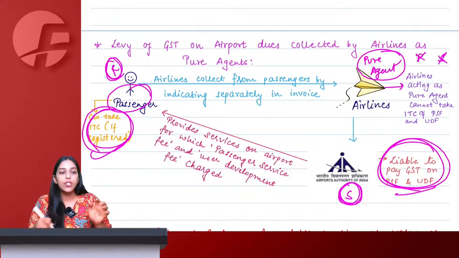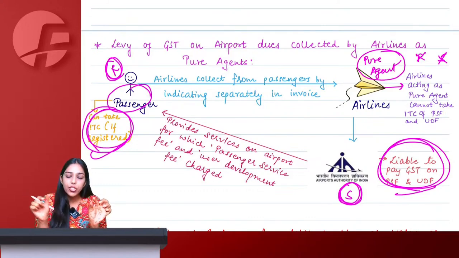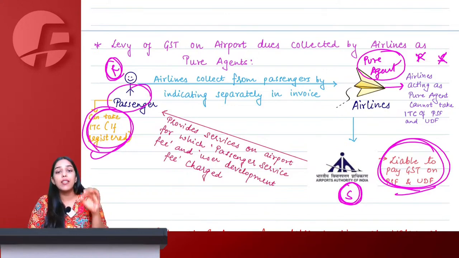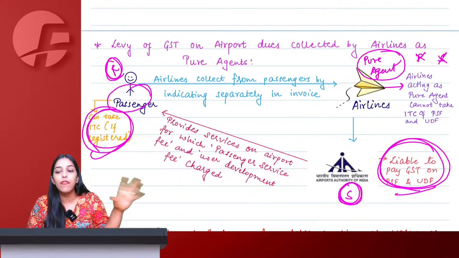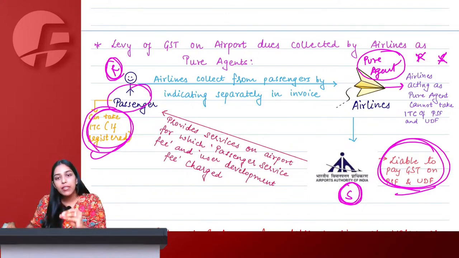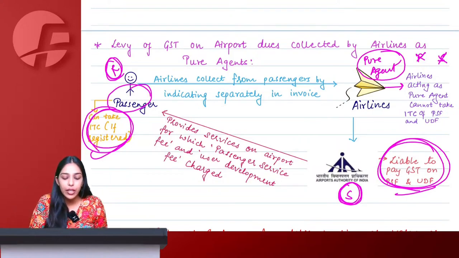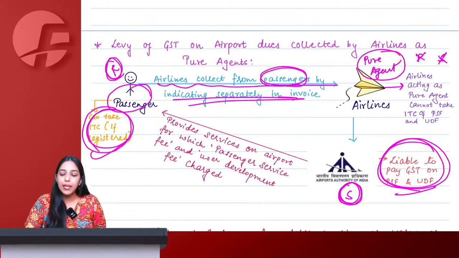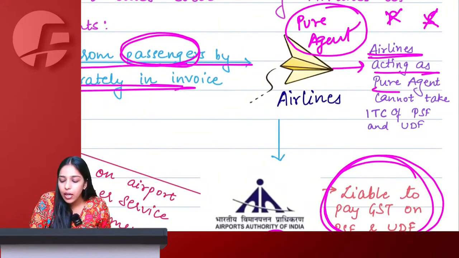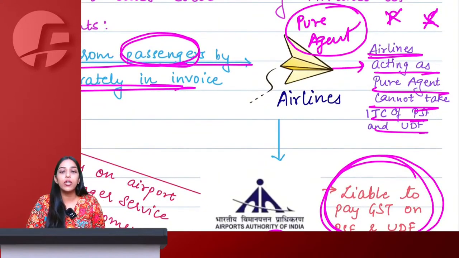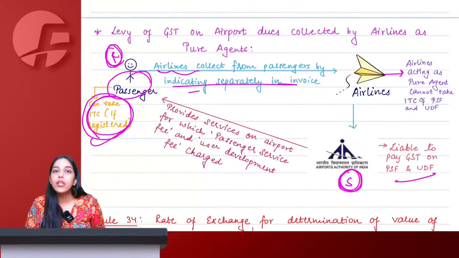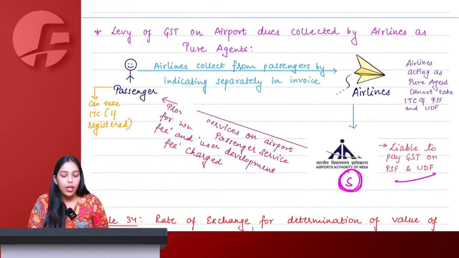Simply whenever they issue the invoice, meaning the ticket, to the recipient, in the ticket they will separately mention the amount of UDF and PSF, that this we are not keeping. We are simply collecting these amounts on behalf of Airport Authority of India and giving these amounts to Airport Authority of India. So airlines collect from passengers by indicating separately in the invoice, and airlines here are acting as pure agents, and therefore they cannot take ITC of passenger service fees or user development fees.